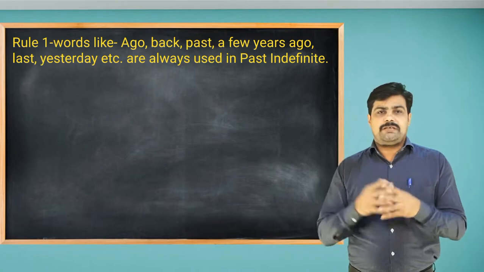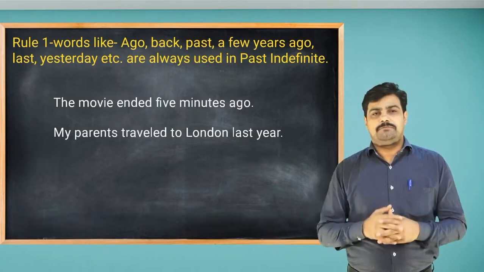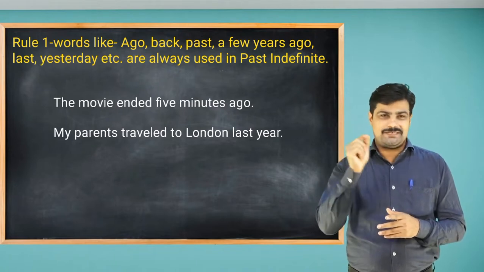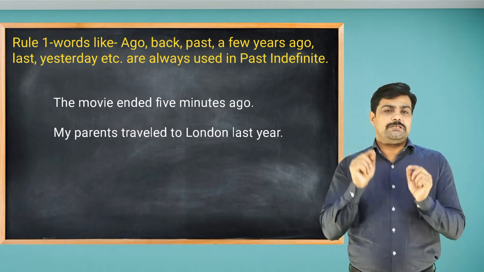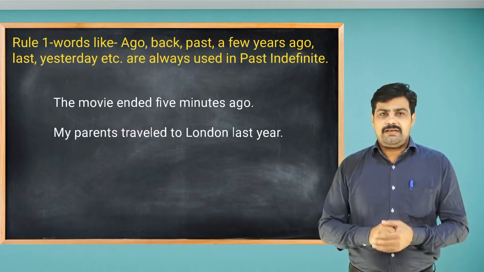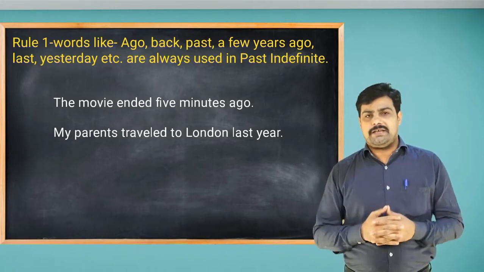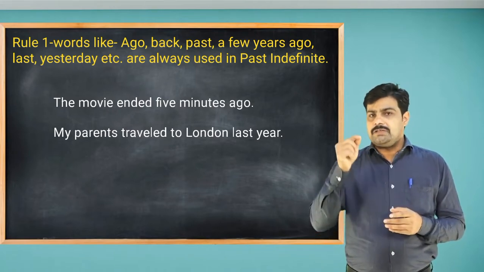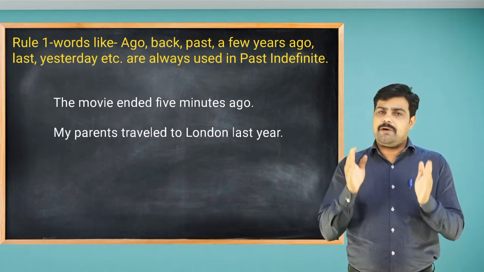Let's take some more examples here. The movie ended 5 minutes ago. This sentence is right. It is correct. Because movie ended 5 minutes ago is already in past indefinite tense. Let's take another sentence. My parents traveled to London last year. Here also the sentence is right because this is already in past indefinite.